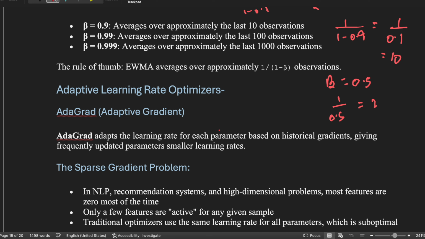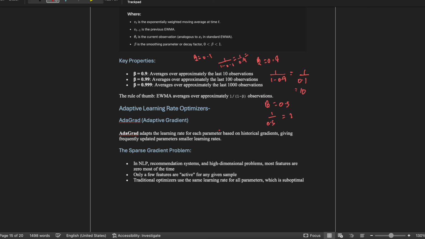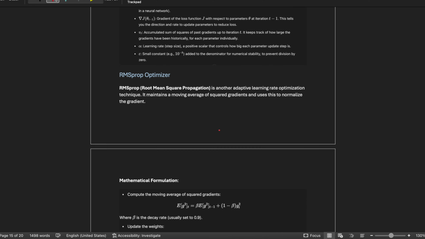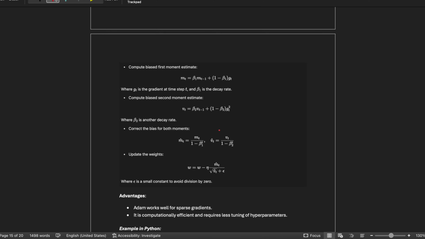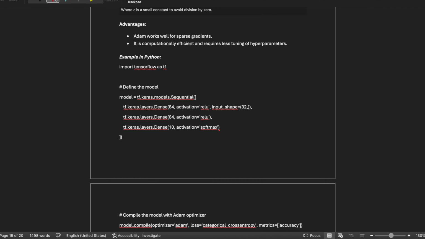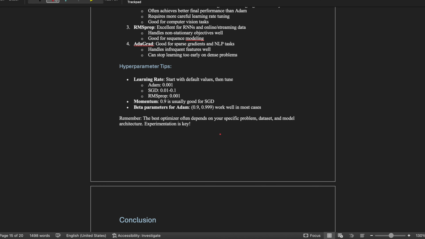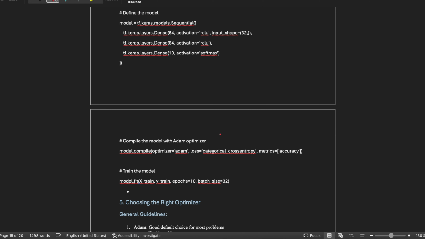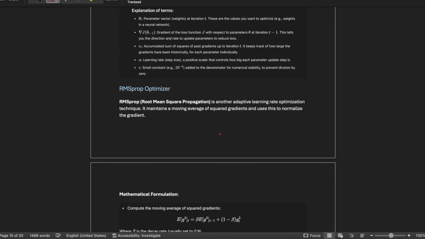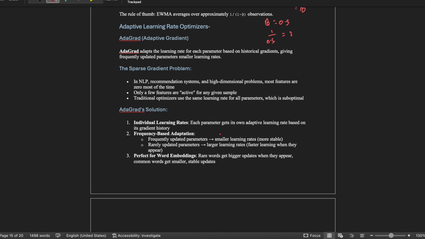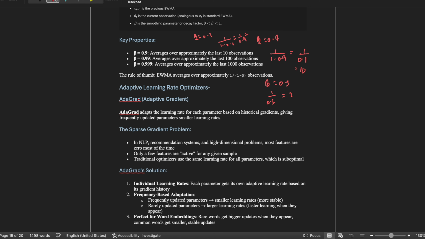Next is our adaptive learning rate optimizer, or ADAGRAD. Let's understand what ADAGRAD is and then the Adam optimizer, and then we will wrap up this day 7 lecture part 2. So what is happening in adaptive learning rate, or ADAGRAD?